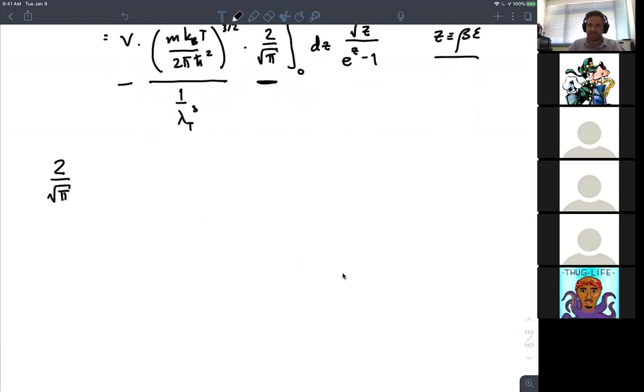2 over root pi. Seems innocuous enough. You go show that to your mathematician friends, and they will say, hey, I've seen that before. This is equal to 1 over the factorial of 1/2. And again, you can express factorials of fractions in terms of what's called the gamma function. So it turns out this is equal to this: 2 over root pi is 1 over the gamma function evaluated at 3/2.